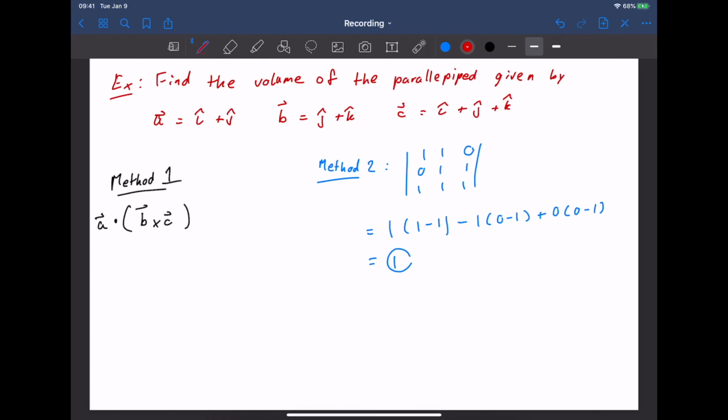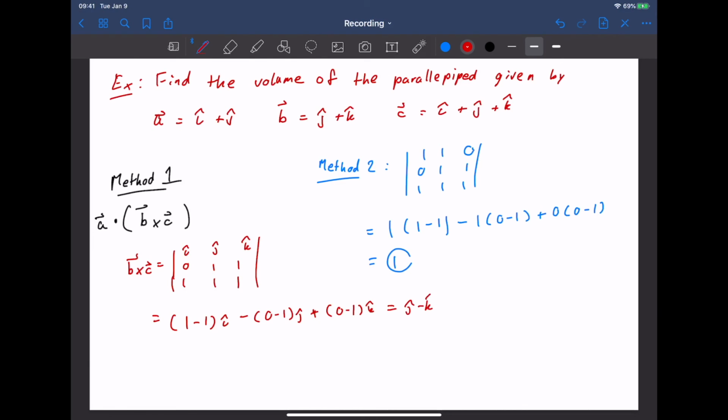I guess I have time on my hands. I'll see how long this video is. Maybe this won't make it in. But B cross C by itself would be I, J, K. B is 0, 1, 1. C is 1, 1, 1. So that's 1 minus 1 in the I direction, minus 0 minus 1 in the J direction, plus 0 minus 1 in the K direction. So that's J minus K.